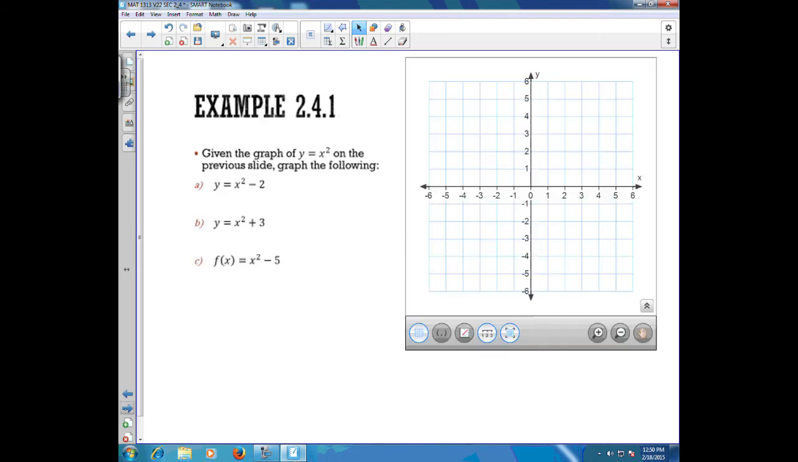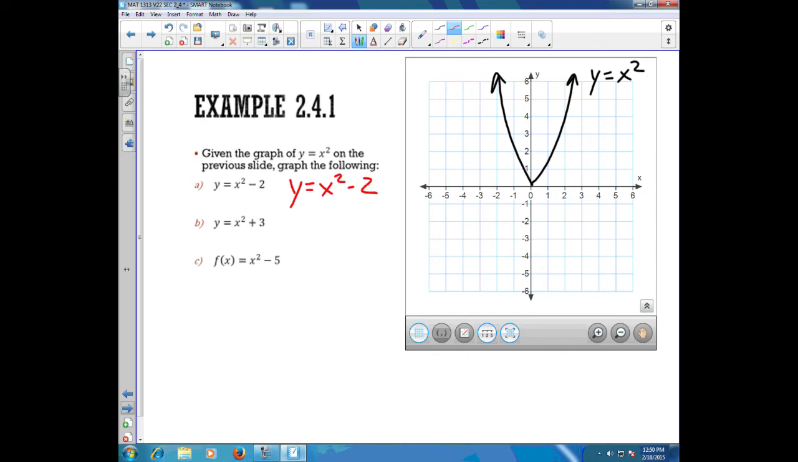So let's try this. Given the graph of y equals x squared, that was the squaring function from a few slides ago, we want to graph the following. Well, y equals x squared, it's going to look something like this. First thing we want to graph is y equals x squared minus 2. So that minus 2 just means we're going to shift every point on the graph down 2 units. So every point is going to be moved down. And we're going to get the same picture, just shifted downwards.